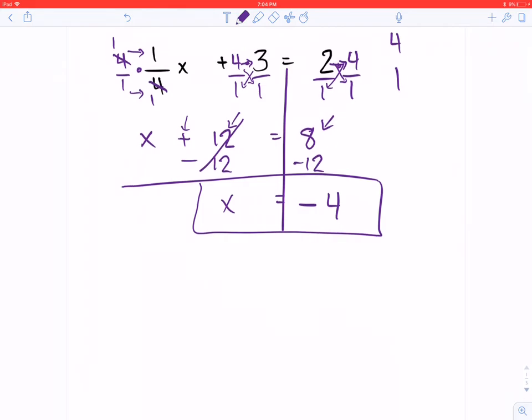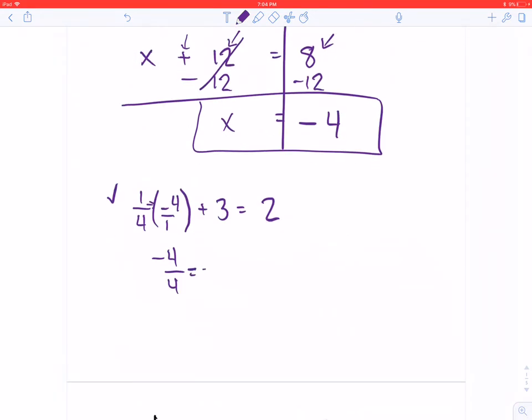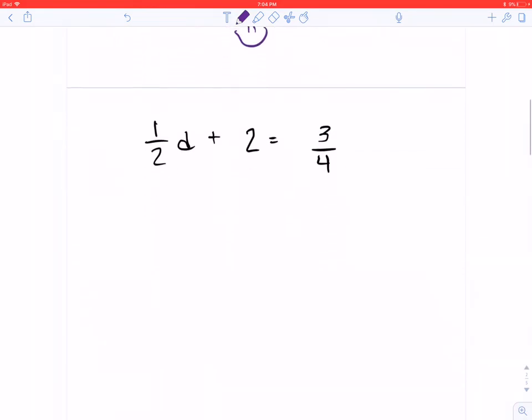If we want to check our work, we can plug it back in. 1/4 times x would be negative 4, plus 3 equals 2. So multiply straight across. This is over an invisible 1. We get negative 4 over 4, which really equals negative 1, plus 3. Negative 1 plus 3, that's 3 minus 1. So 2 equals 2. We're happy. It worked out. All right, moving on.